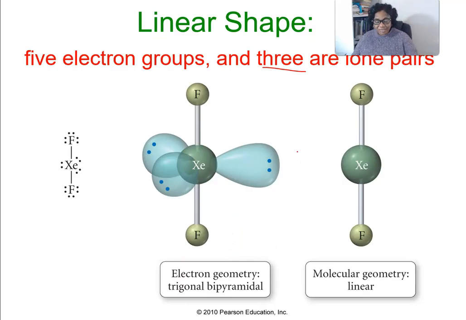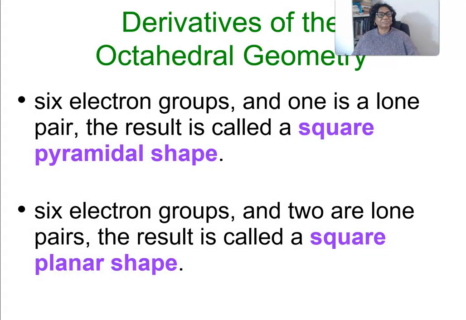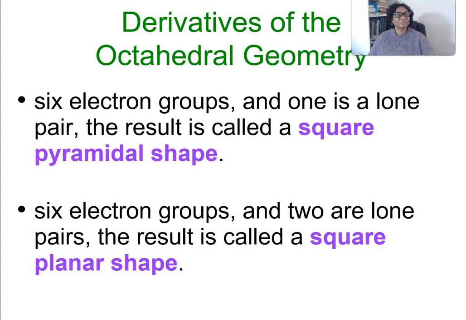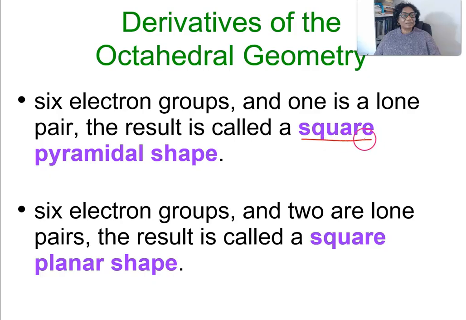Let's look at derivatives from octahedral geometry. Octahedra have 6 electron groups. If one is a lone pair, the result is a square pyramidal structure. With 6 electron groups and 2 lone pairs, the result is a square planar shape.